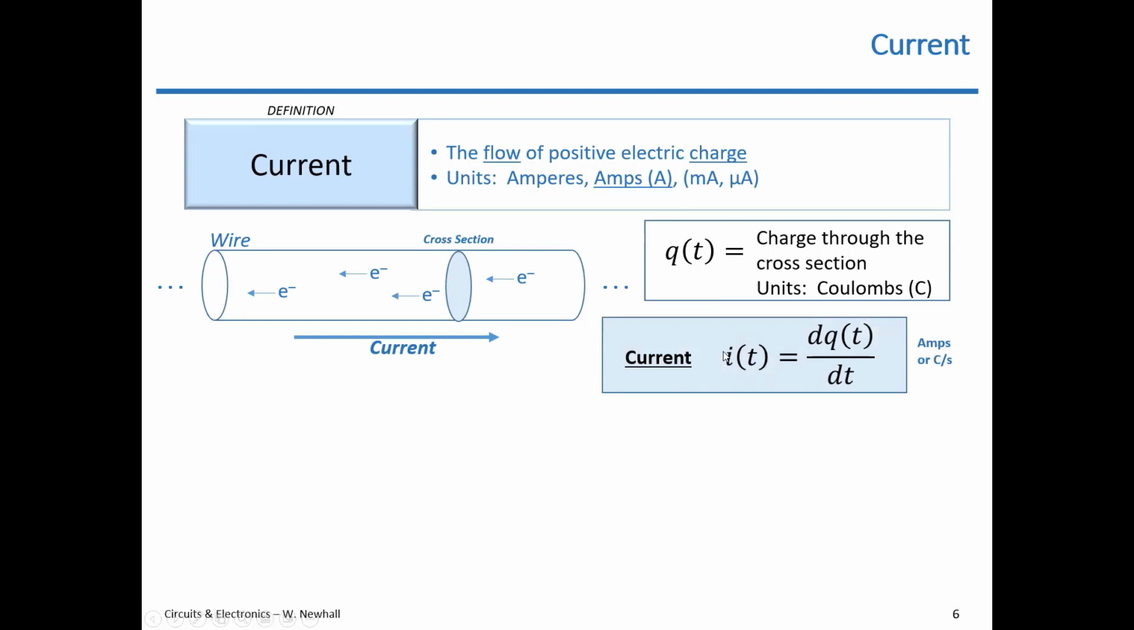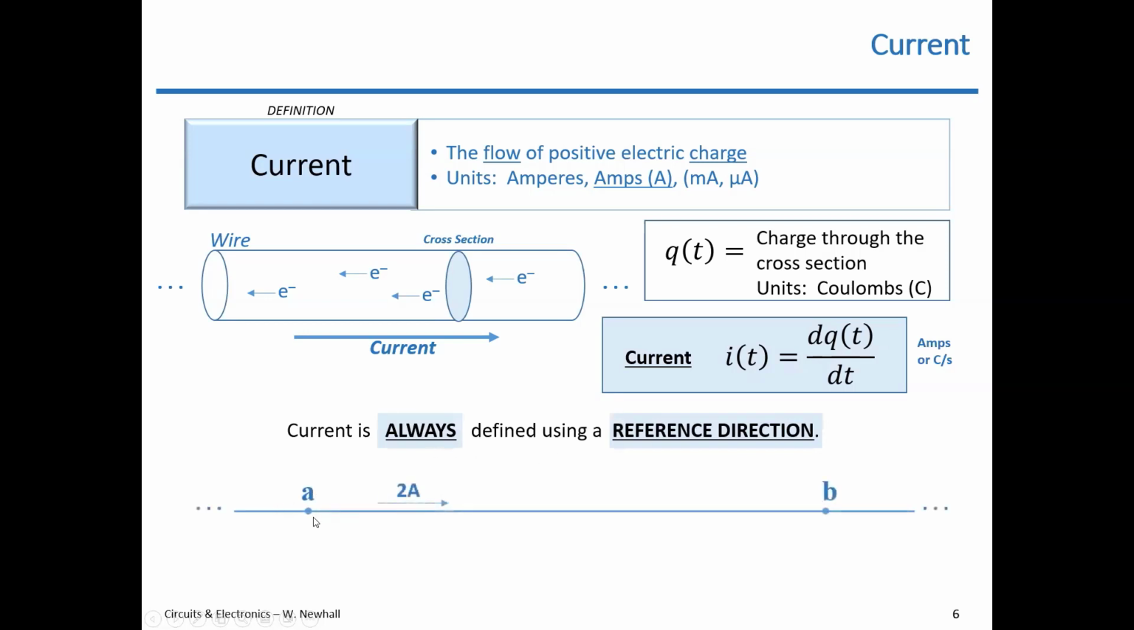So current is a flow, I is a current, Q is an amount of charge. Take the derivative and you get current. So dQ/dt, the flow of charge, is current. And that's the equation that represents that. Current is always defined using a reference direction.